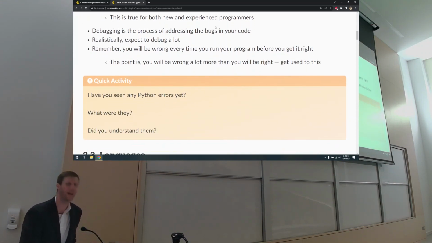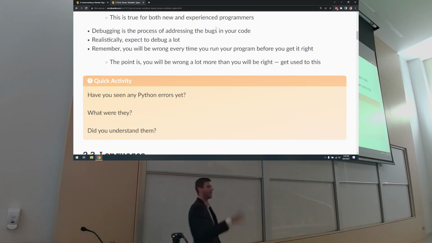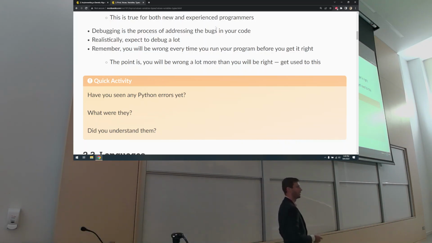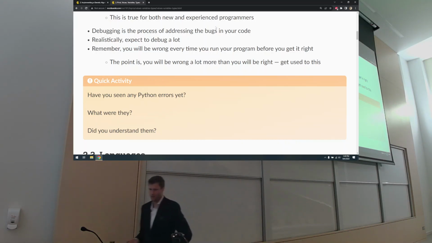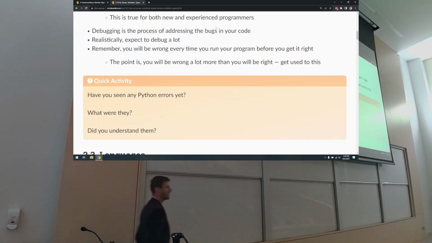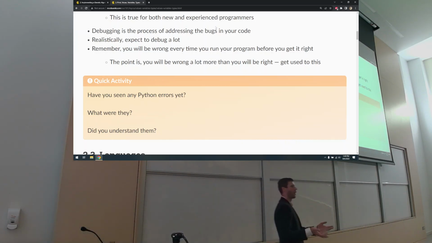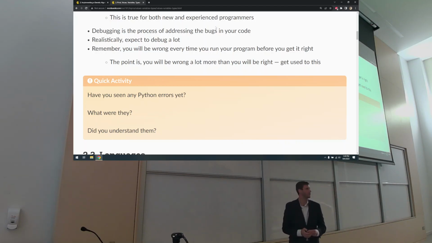Who here's seen a Python error yet? Was anyone messing around in Python and a bug, like something yelled at you? I saw one earlier when I tried it. Yeah. For those of you that saw a bug that wasn't the one that I just showed, did you understand what it was trying to tell you? Do you remember what it was trying to tell you? You don't remember the specifics.